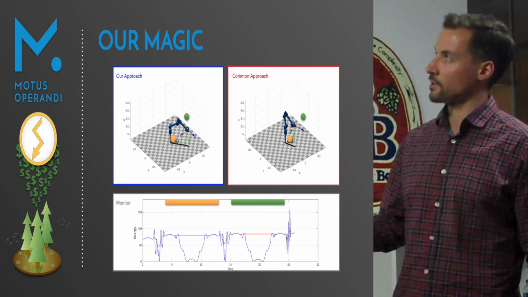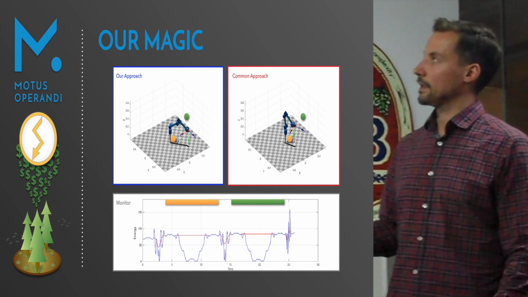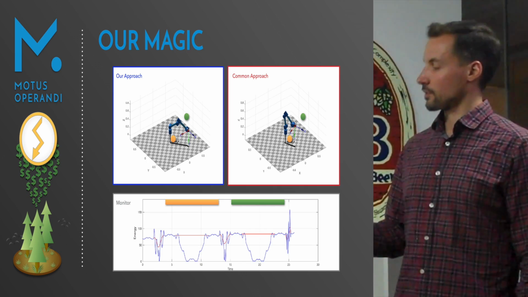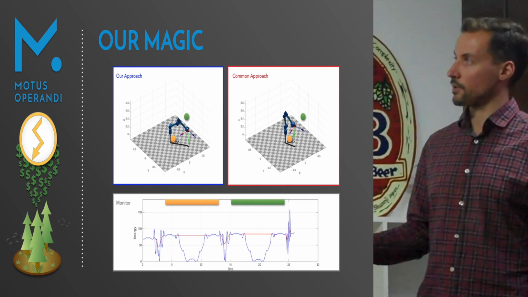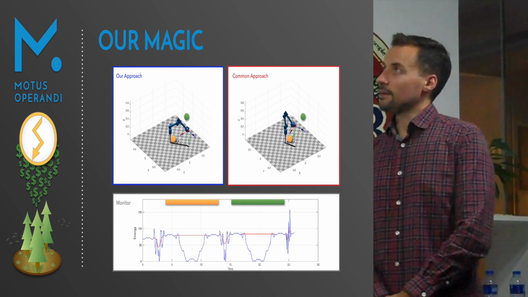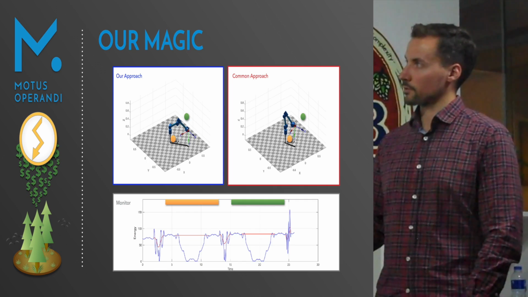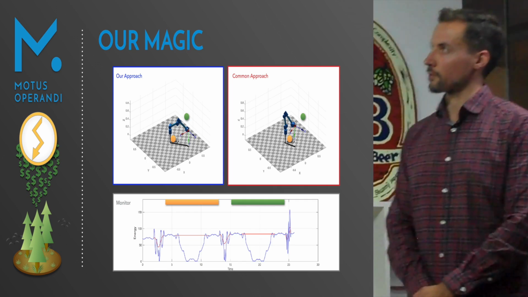On the left side you see our motion, and here is the standard approach. Over here you see the energy consumption over the whole period of 30 seconds. I just realized they're labeled wrong, it needs to be the other way around, but it doesn't really matter.